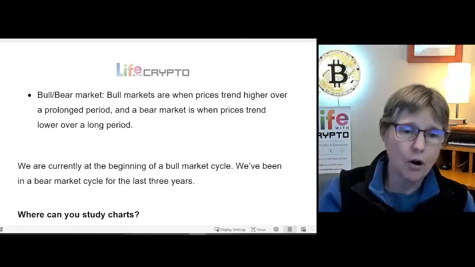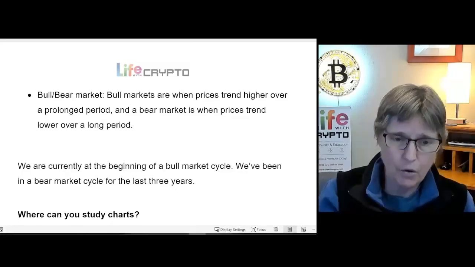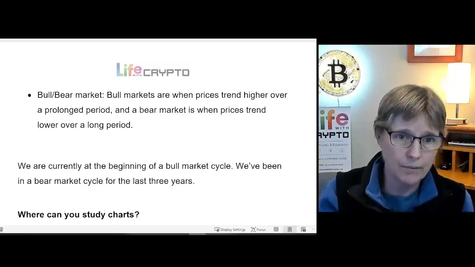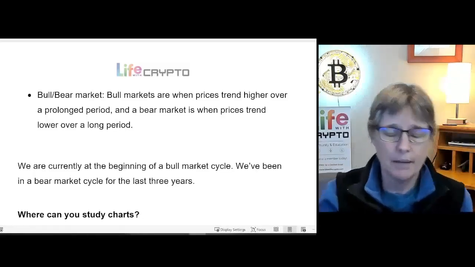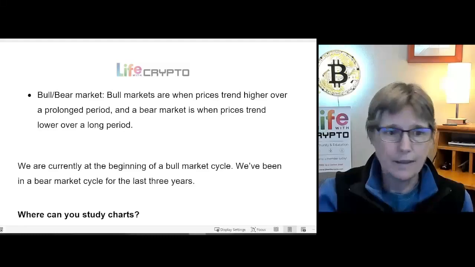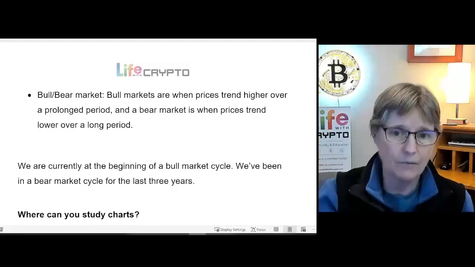But if you look at the charts, you can see that Bitcoin started its bull run movement clear back in January of this year. That is a long period of time that gets me convinced that we are now in a bull market. So, as I said, we are currently at the beginning of a bull market cycle.